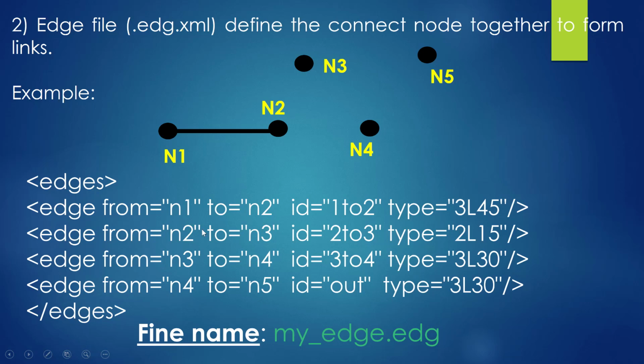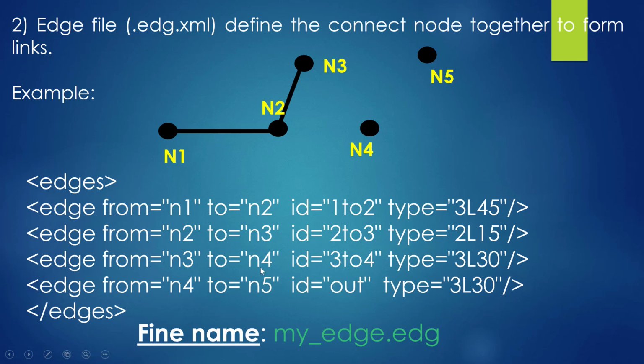For the second edge, from N2 to N3, I gave the ID 2 to 3 and the type 2L15. That means I want the second edge to have 2 lanes and have a maximum speed of 15 meters per second. And again, as I said, I'm going to define that in the next slide. Those types have to be defined.